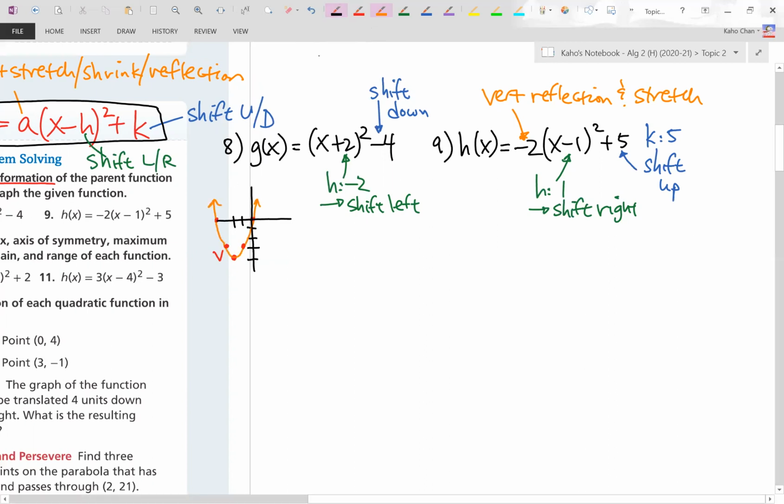Relative to the parent graph. Right there. Okay, that was the parent graph. Forgot to do that for number 8. Sorry about that. Now, we can always check it with our technology, either a graphing calculator or Desmos. Let's switch over and see what number 8 looks like on Desmos. Forgot to show you earlier.